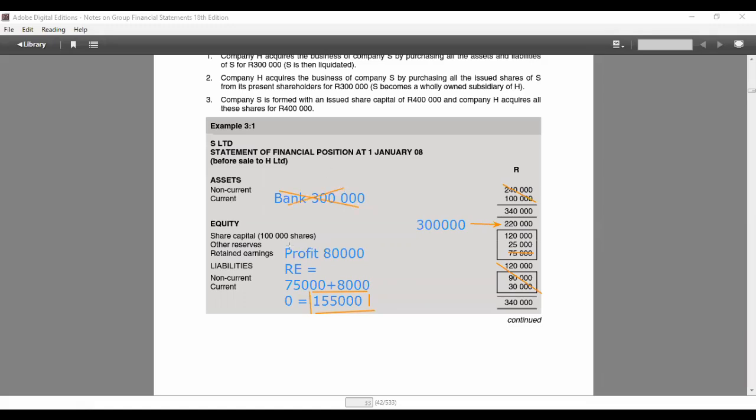And we will have no equity. Okay, so no share capital, no retained earnings, no other reserves, because of the fact that we have paid out that 300,000 to our shareholders. So once we have paid that, we can see that we have absolutely nothing left in S's company. We have no assets, we have no equity, we have no liabilities. We have effectively liquidated this company. This company can now close, because we do not have anything left in the company.